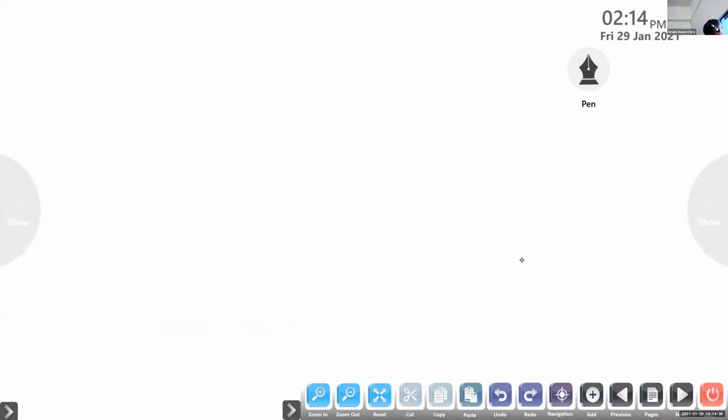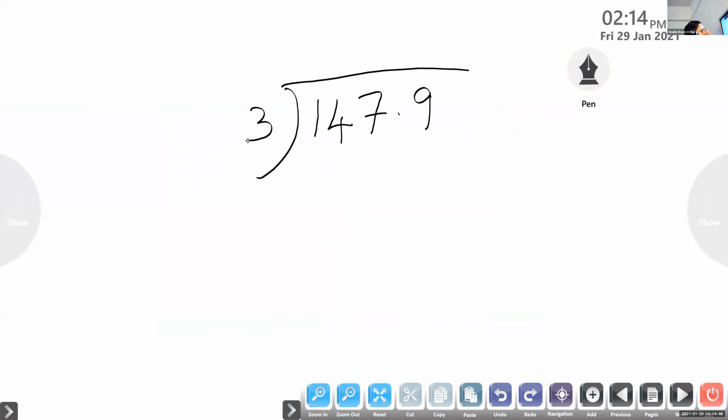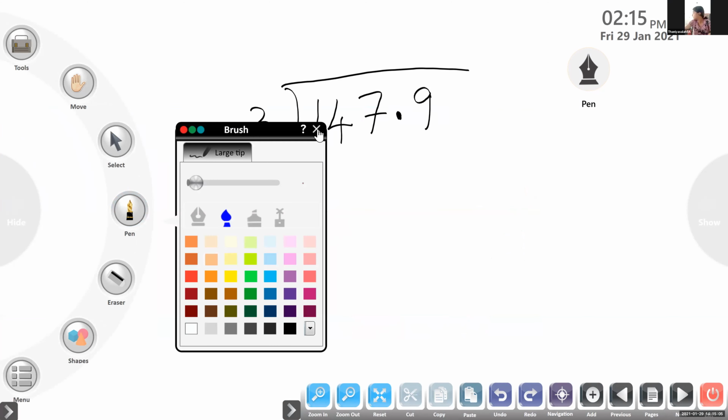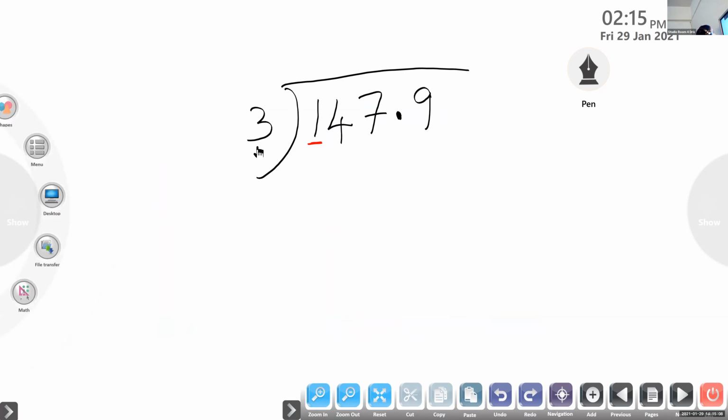So children, 147.9 divided by 3. All of you have to do this alone. You have to see that point, otherwise you will not place the point. 147.9. If we have a remainder, I will teach you, don't worry. Now 1 is smaller than 3, you cannot divide, so what will you take? 14 together. All the children, please try to do it alone and check whether you are getting this answer.